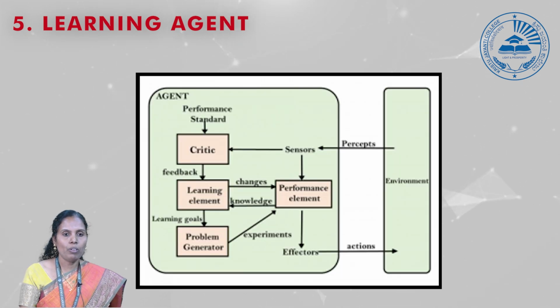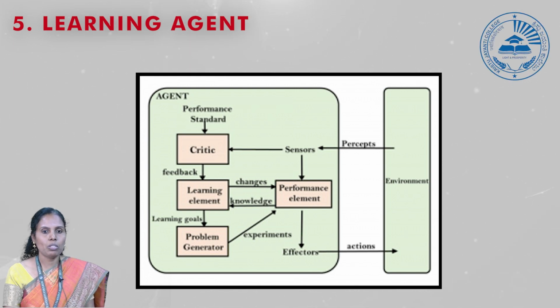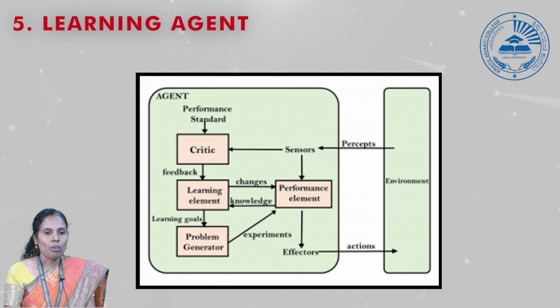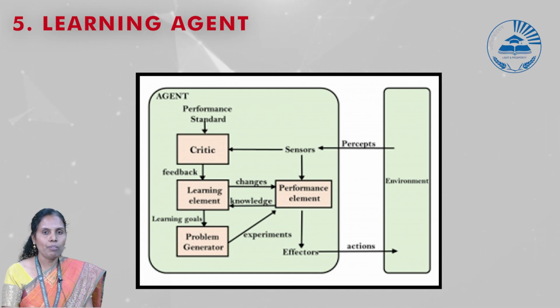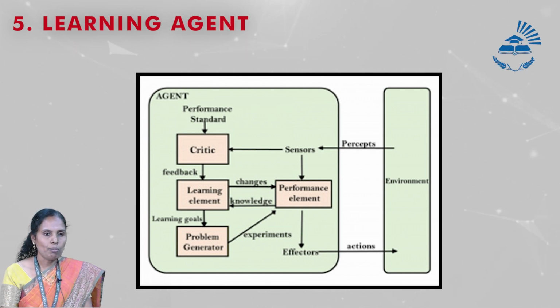Then the next one, performance element. The performance element is responsible for selecting the external actions based on the perceptions and feedback from the learning element. Then the fourth one, problem generator. The problem generator suggests some actions that lead to new or informative experiences. It will create the new environment or give informative experiences to the environment. This is called the problem generator. All these 4 things are there in the learning agent.